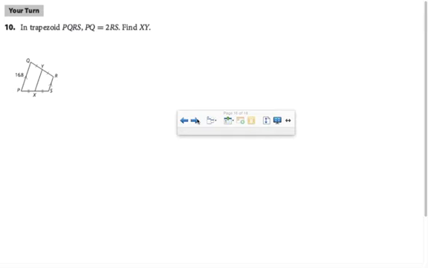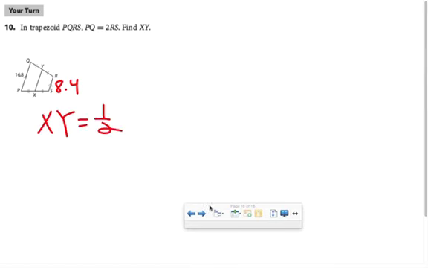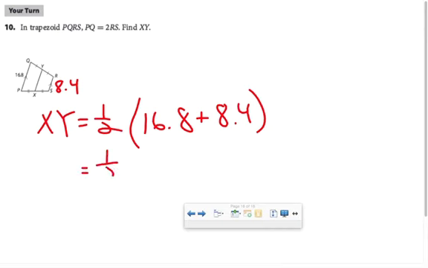Last example, I am told that the length of PQ is twice the length of RS. So if PQ is twice as long as RS, then I know that RS is 8.4. And if I want to find the length of XY, XY will equal 1/2 of 16.8 plus 8.4. And then I'm just using my calculator. So 1/2 of 25.2 is 12.6.